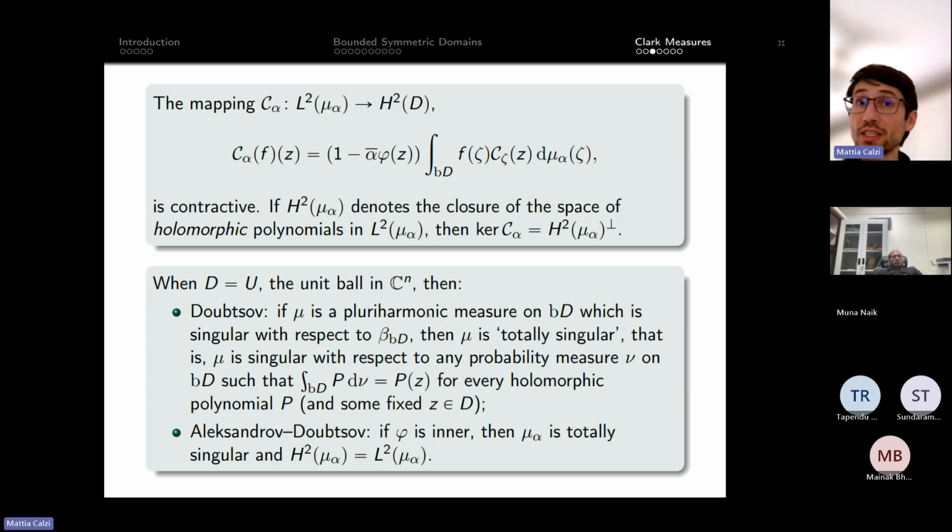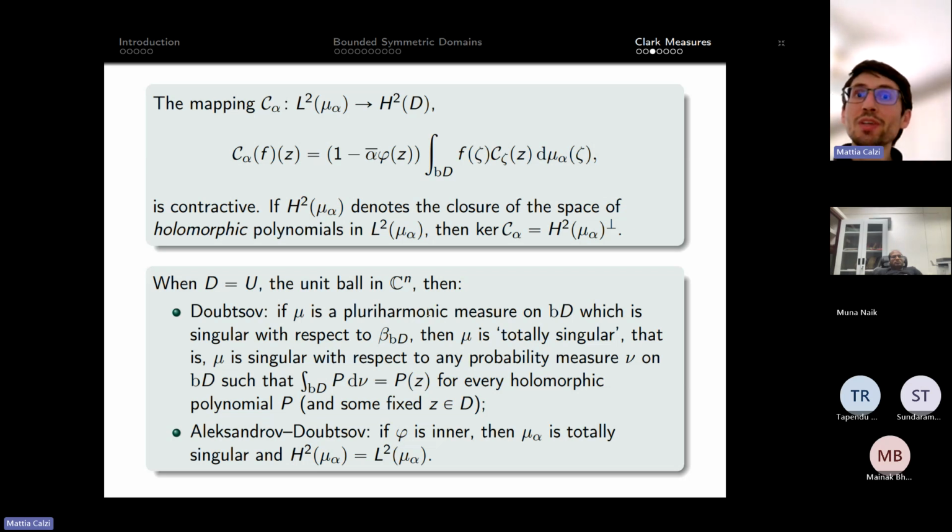But in the unit disk, it may also be characterized as a space of functions F in H2, which may be written as the conjugate of some G times Z times phi, where G is another function in H2. And this is because the orthogonal complement of H2 in L2 of the boundary is the conjugate of H2 times Z. And this reflects two model spaces in this representation.